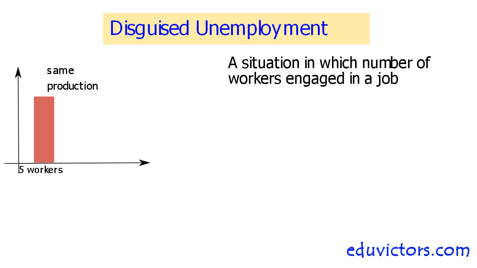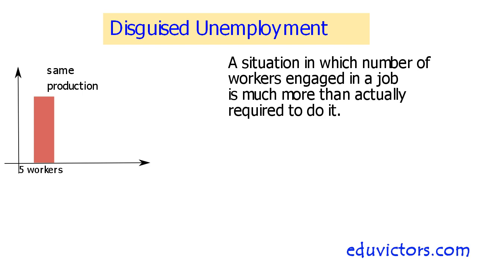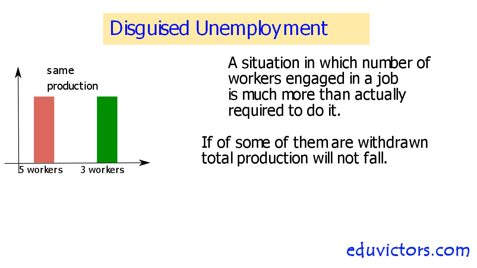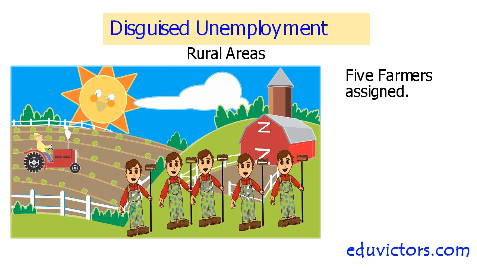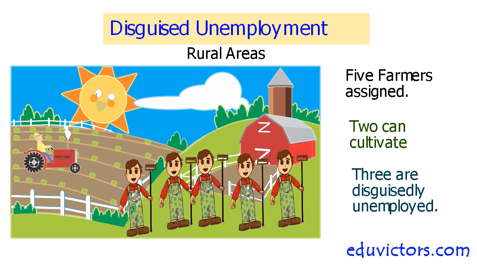It is a situation in which the number of workers engaged in a job is much more than actually required to do it. If some of them are withdrawn from that job, total production will not fall. This is a situation of underemployment where people are apparently working but all of them are made to work less than their potential. For example, in rural areas, if 2 farmers are required to cultivate a land measuring 1 hectare but actually 5 persons are engaged there, then 3 persons are disguisedly unemployed.